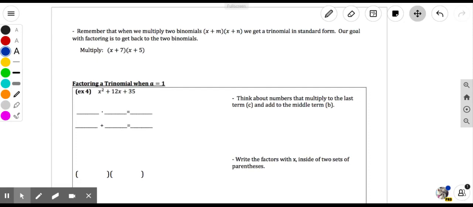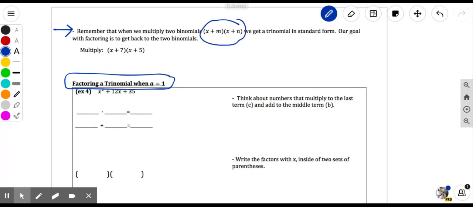The next thing we're going to talk about is factoring a trinomial when a is equal to 1. So let's talk about what that even means. Just as a little recap, do you remember when we would multiply 2 binomials like this? When you multiply 2 binomials like that, you get a trinomial in standard form. And so when we factor, we want to get back to that, just like that example at the very beginning. So just to show you what I mean, let's take a look at this example right here.